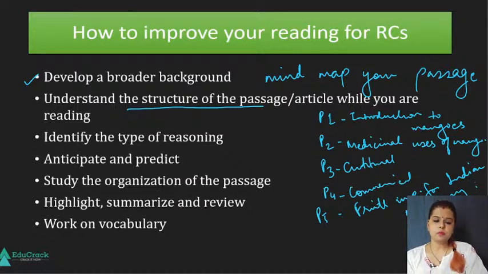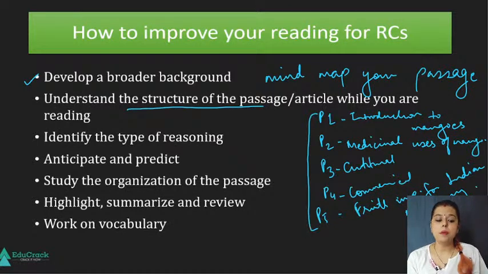Right. So what we have done is we have read a 5 paragraph passage, something to do about mangoes. All right. And then we have labeled each paragraph. We have mind mapped each paragraph. So there is introduction to mangoes in the first paragraph. Then there is medicinal uses of mangoes in the second paragraph, cultural importance of mangoes in the third paragraph, and so on and so forth. So this would give you an idea about how we mind map.